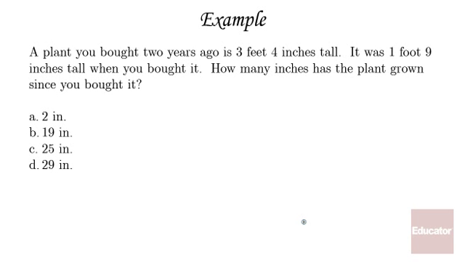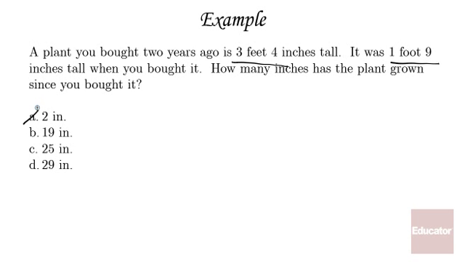Let's try this example. A plant you bought 2 years ago is 3 feet 4 inches tall. It was 1 foot 9 inches tall when you bought it. About how many inches has the plant grown since you bought it? Well, first off, my first answer is 2 inches. If I think about going from 1 foot 9 inches to 3 feet, I know that it has grown at least close to 2 feet. So 2 inches is definitely not going to make sense to me. So now I've taken out 2 inches as an answer, and instead of having a 25% guess chance rate, I've now increased to a 33% chance.